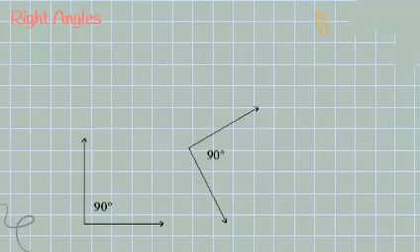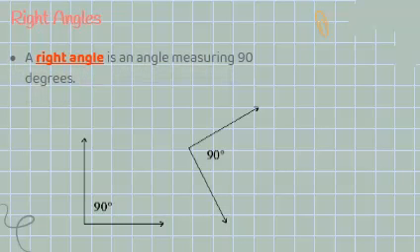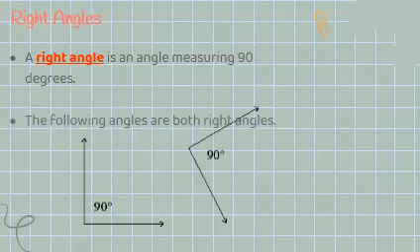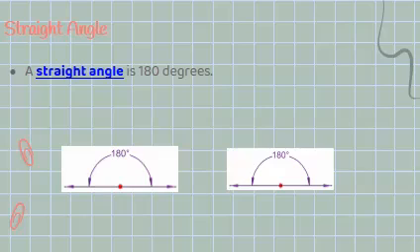Now the right angles. The right angle is an angle that measures exactly 90 degrees, as you can see in this figure. So all of them are right angles. A straight angle measures exactly 180 degrees. So it should form actually a straight line. So a straight angle, it forms a straight line.